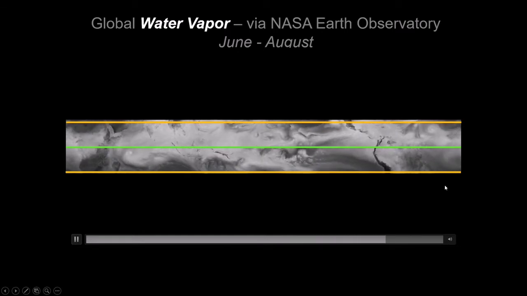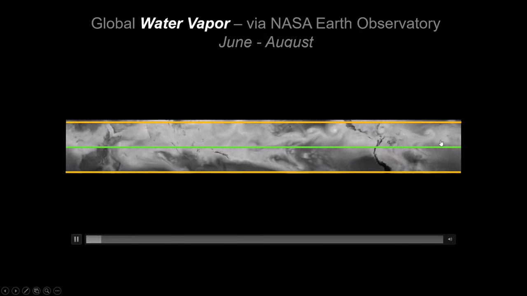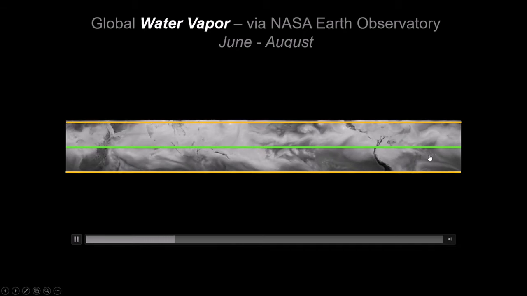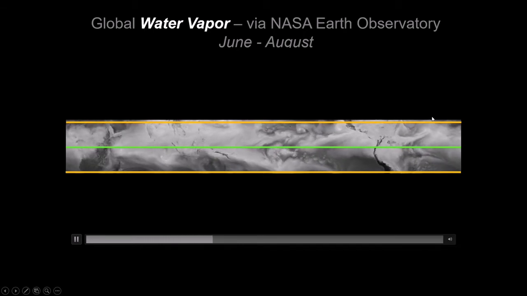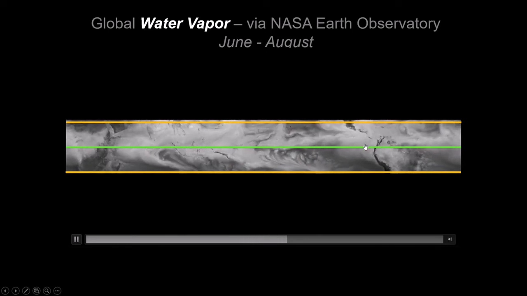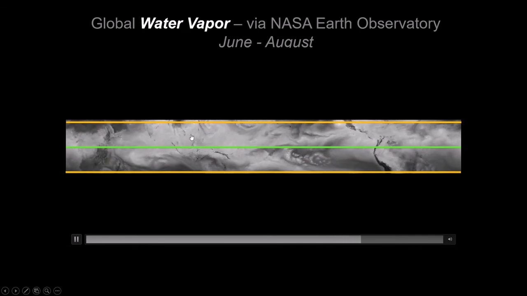But also, to a certain extent, keep in mind, June to August, this is summertime, we do see convergence. We do see the winds kind of coming from the southeast in this particular pattern, and then we see winds coming from the northeast, converging here along just north of the equator, just north of this green particular line.